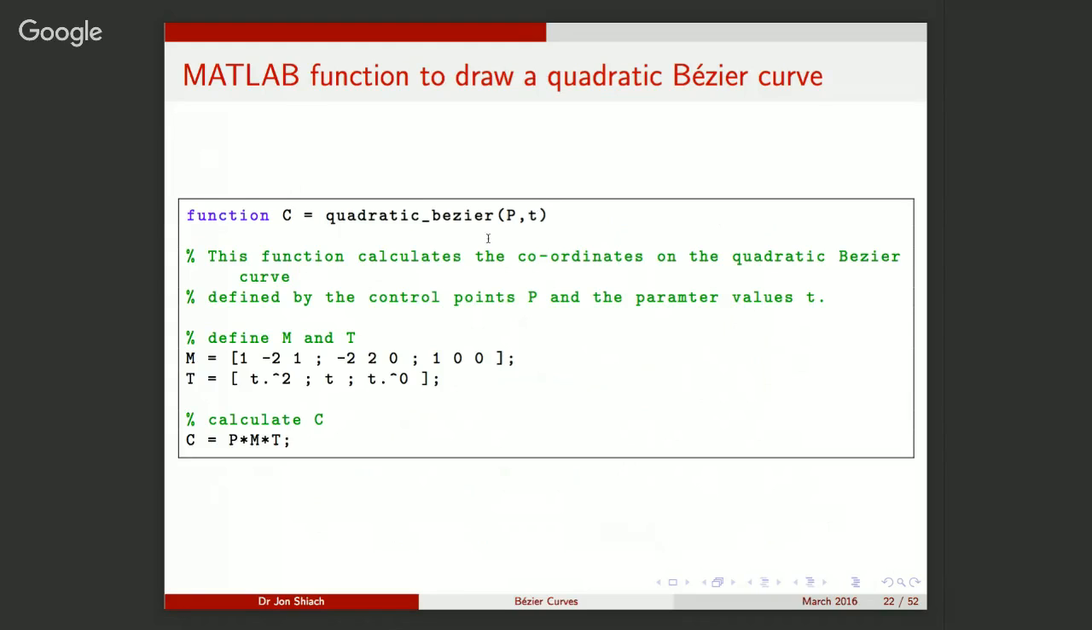Define M. There's my M matrix, a 3 by 3. And then I define my column t vector. That was t squared, t, and t to the power 0, which is just going to be 1 anyway. Note that with the t squared, I've got a dot before the power symbol because it's element by element. Then all you do to calculate the Bezier curve, c, is equal to p, your control points, times the matrix M, times your t vector. That's it. Dead easy. So that's the function.